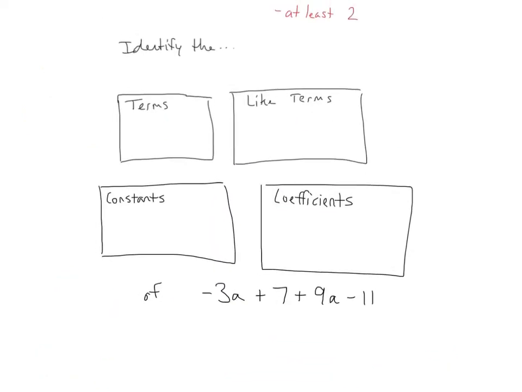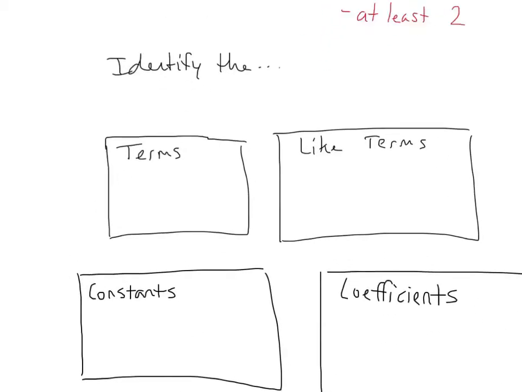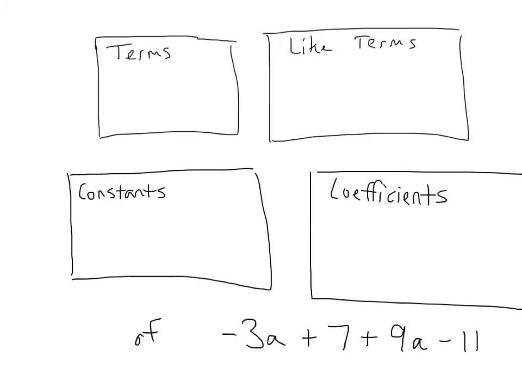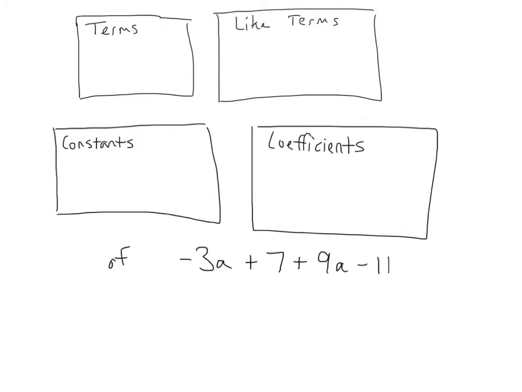Alright, so your next task is to pause the video, and I want you to identify the terms, like terms, constants, and coefficients of negative 3a plus 7 plus 9a minus 11. So go ahead and pause the video, fill out your paper there, kind of like I have it here. Go ahead and see if you can identify those things, put them in the right categories, play the video when you're done, and we'll see if you got it correct.